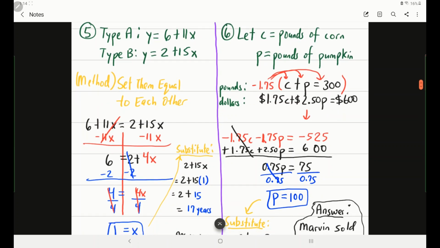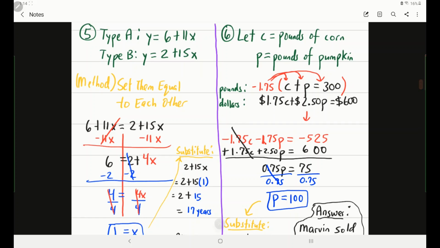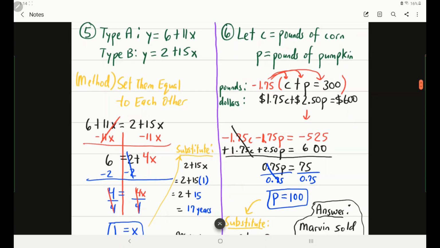So number 6, question 6. We have corn, we have pumpkins. First thing you want to do when you have two different things, you want to write a let statement. We covered this many times in our notes. So let, in this case, C, you can use any variable.